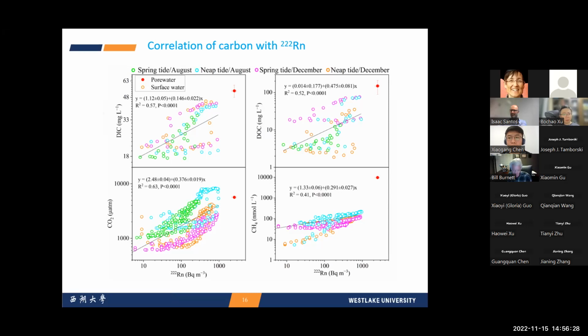In the methane versus radon plot, the different colors represent different sampling periods, types, and seasons. Under different conditions, the regression lines that you drew, are they through all of the data, or are you selecting one fraction? It's all the data. For the pore water samples, for each season we only collected one time, so for spring tide and neap tide we only collected one time.